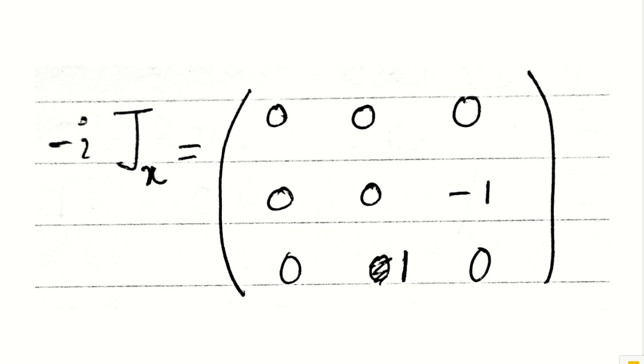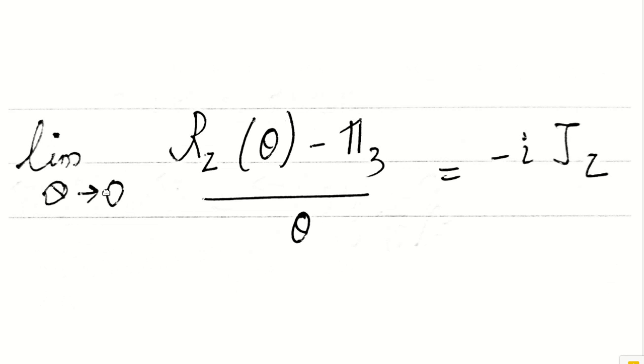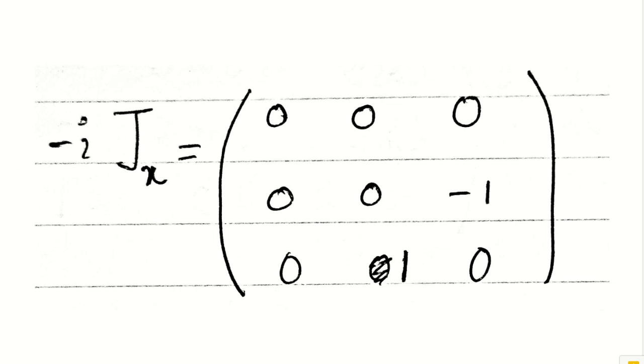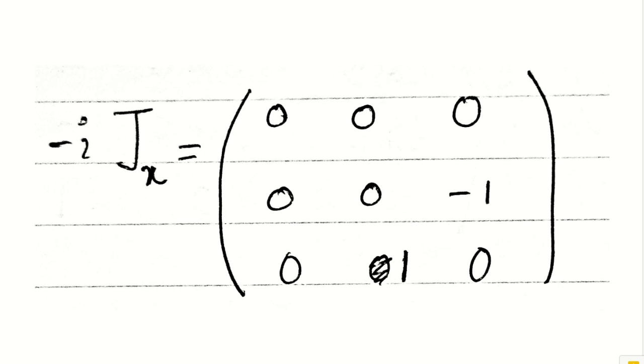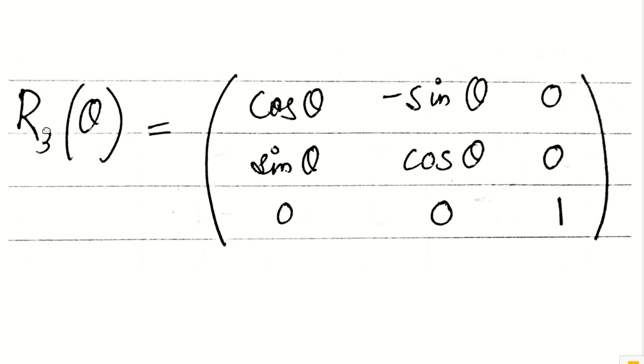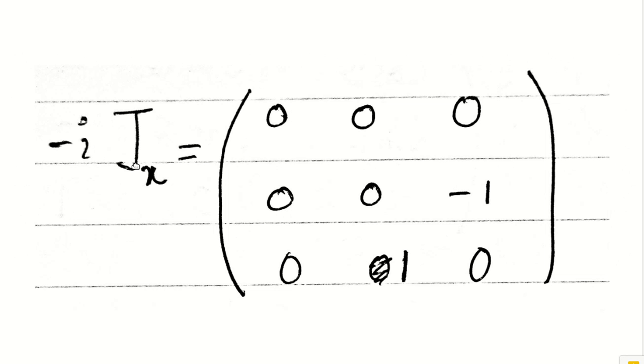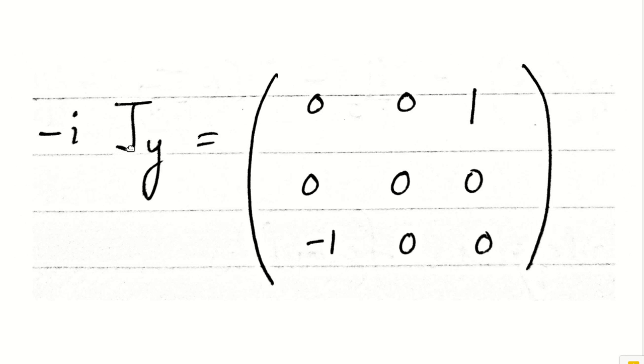So using this, I can find what should be J of z under this limit, theta tending to 0. There should be an I here. What is J of z? You can find it to be this. Similarly, if you know the rotation about the x-axis, you can find J of x corresponding to that, like the generator which should generate rotation about the x-axis. Similarly, you can find the generator which generates rotation about the y-axis.